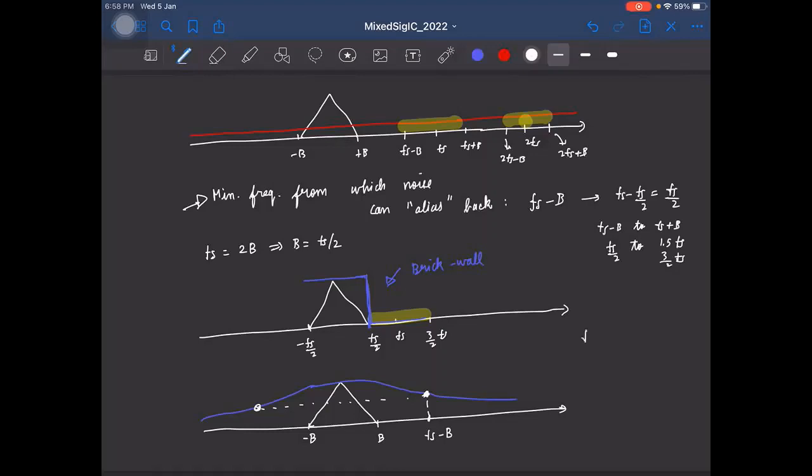So what does this give? Fs minus B is here and B is here, right? So Fs minus B is clearly greater than B, which means Fs is greater than 2 times B, right? 2B was the frequency dictated by the Nyquist condition, right? The Nyquist condition says that the minimum sampling frequency must be 2B. So I call this the Nyquist frequency, say Fn.